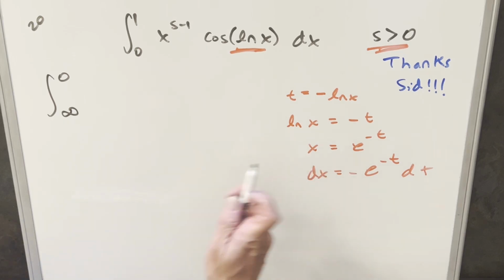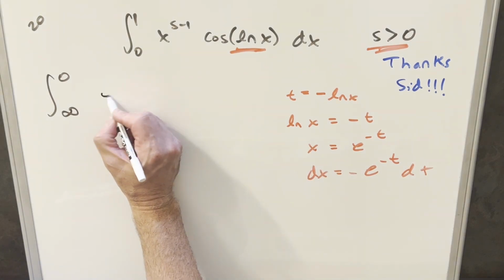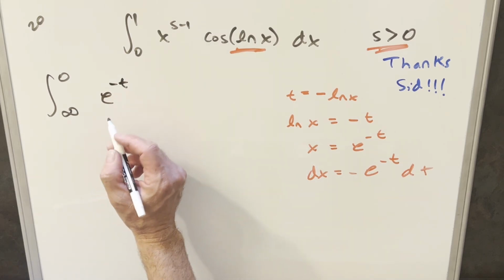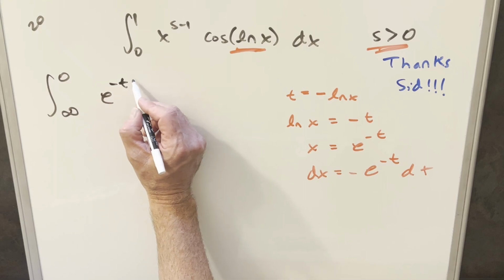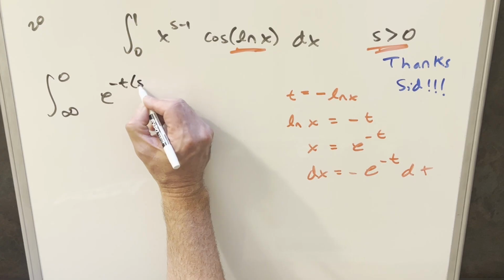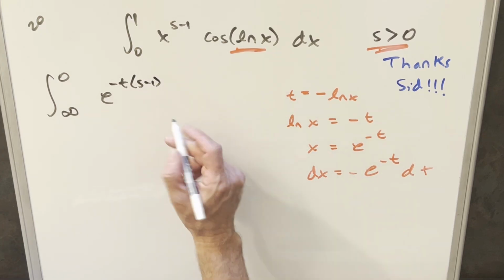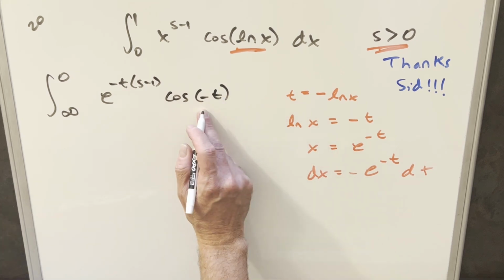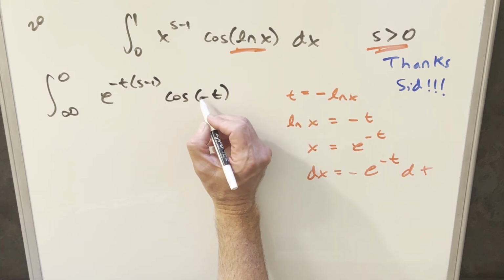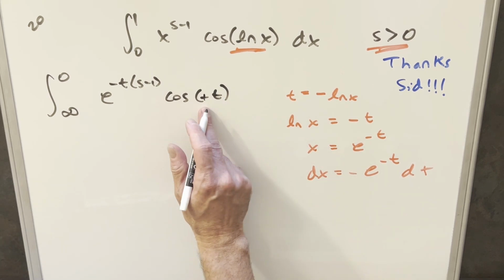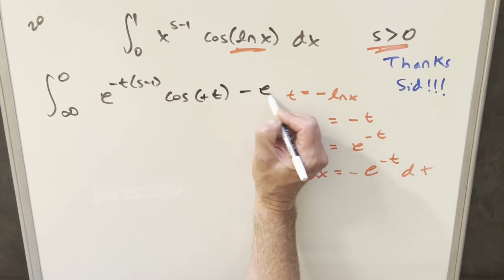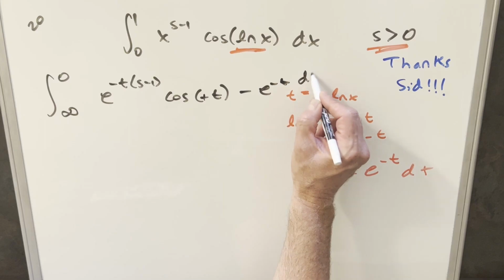Now our x is going to be e^(-t). If we have this e^(-t) to the s minus 1, I think I'll just leave this for now and we'll rearrange this later. Then this is going to become cosine of minus t, but cosine's an even function, so the minus isn't going to matter here. This is just going to become a plus. And then our dx is all this stuff, minus e^(-t) dt.